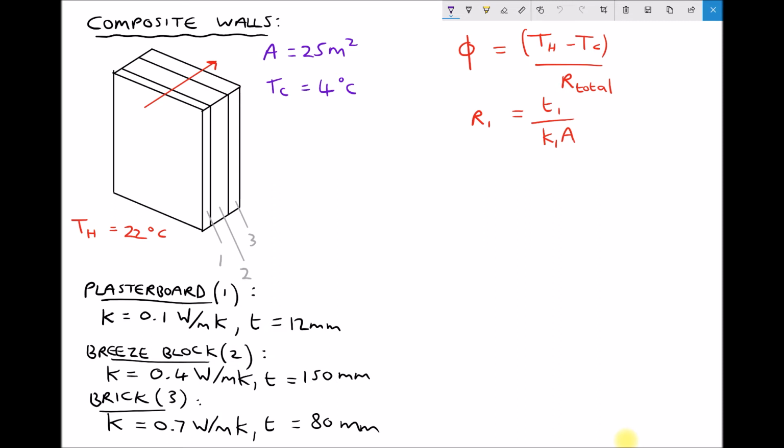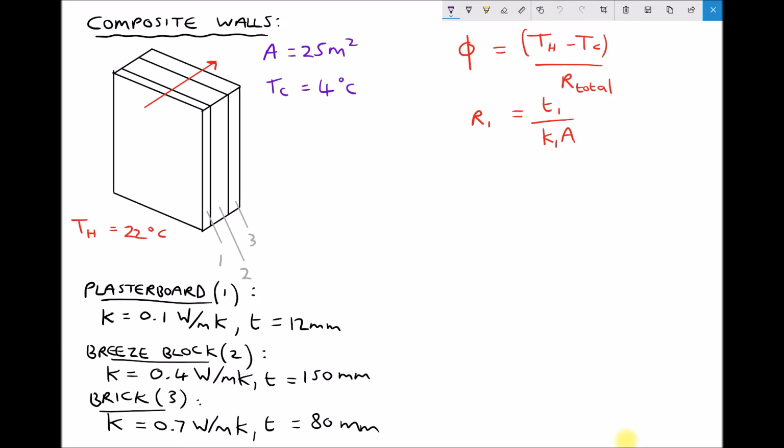So in the bottom left-hand corner, I've provided some data. K represents the thermal conductivity, and T represents the thickness of the layer. So for plasterboard, we have a thermal conductivity of 0.1 and a thickness of 12 millimeters. For breeze block, we have a thermal conductivity of 0.4 watts per meter per Kelvin and a thickness of 150 millimeters. And for the brick, we have a thermal conductivity of 0.7 watts per meter per Kelvin and a thickness of 80 millimeters.